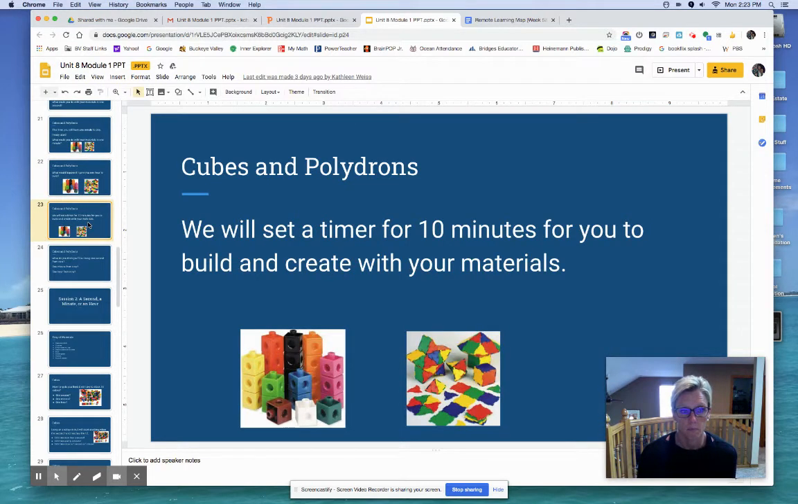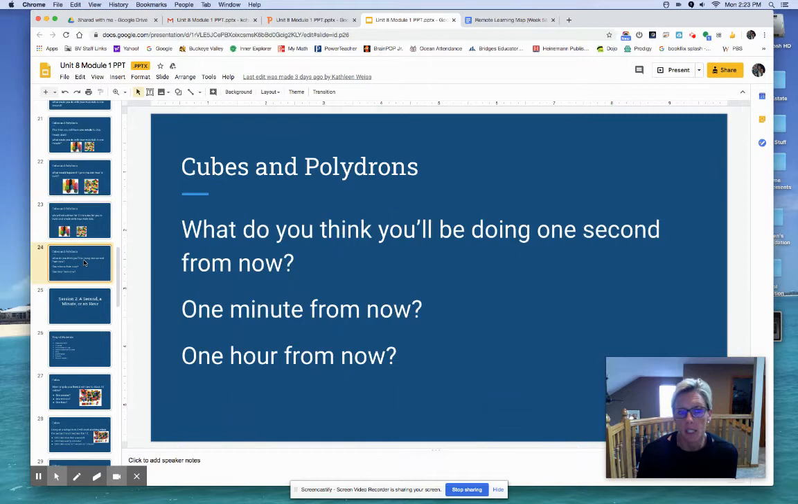Okay, I'm not actually going to start a timer, but it says we will set a timer for 10 minutes for you to build and create with your materials. If we were at school, we absolutely would have done this. And I hope you try some of these things at home. So get out some fun materials and see what you can do in 1 second, 1 minute, and 1 hour. And also think about, what are you going to be doing 1 second from now? Will you be getting out the materials? What will you be doing 1 minute from now? And then finally 1 hour from now.